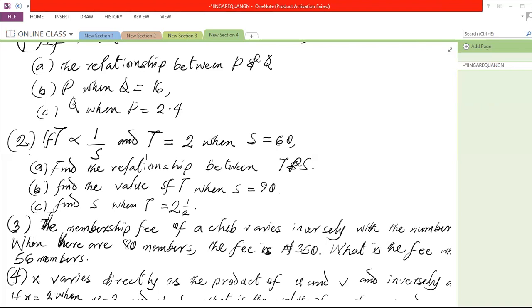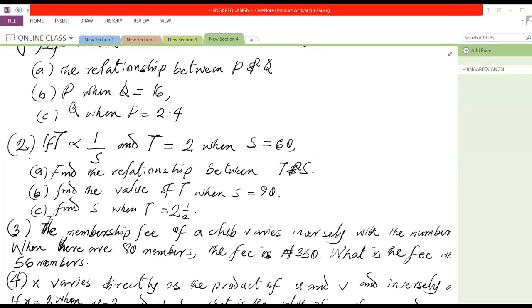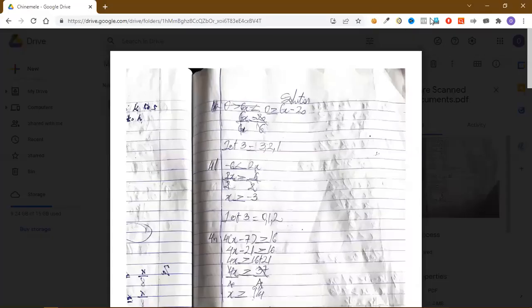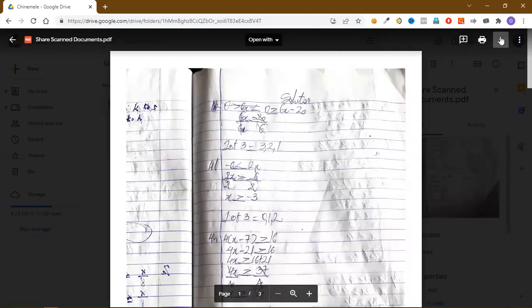Let me shift to where you have your, let's go to your paper, your assignment. Can you see it? Yes. This is your document.